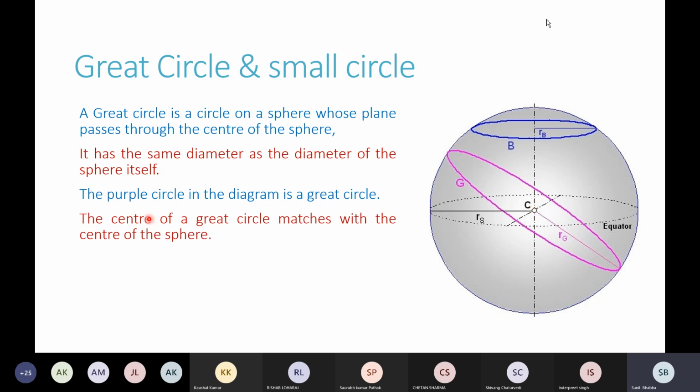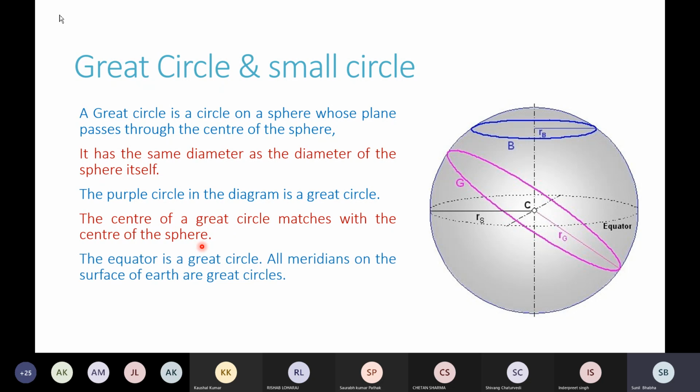Now, as we have seen, the center of a great circle matches with the center of the sphere. To give you an example of a great circle, we have the equator on the surface of Earth. You can see the equator as a dotted line represented here in the diagram. So the equator is a great circle. The plane of the equator passes through the center of the Earth, and the center of the equator is the same as the center of Earth. It is the biggest diameter circle which we can draw on the surface of Earth. So the equator is a great circle.